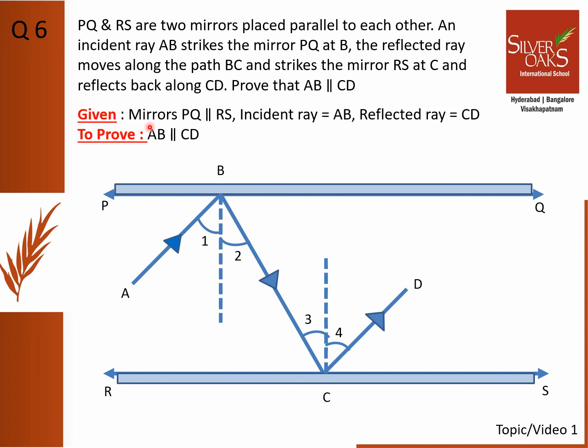Write what is given. Mirrors PQ and RS, they are parallel as given. What is the incident ray? AB is the incident ray and CD is the reflected ray. What are you supposed to prove? AB is parallel to CD. Here we have to do a construction to prove this. We will draw normals from point B and C. What are normals? In physics, I'm sure you must be knowing, they form 90 degrees with the mirror.